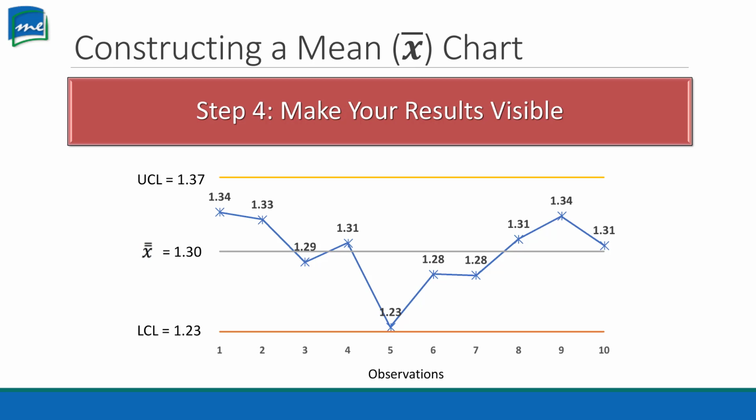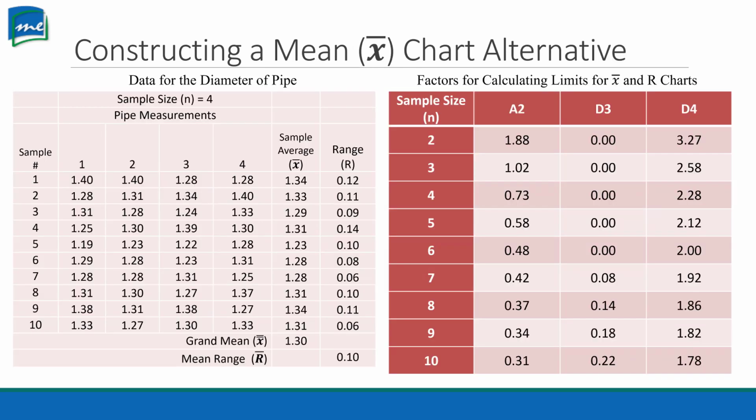So what about creating an alternative chart for our mean here? So we have some other values that we can factor in here. We have our A2, our D3, and D4. So we are working with ranges also. So on our chart, we have the information we had from before, our sample average, but we added another column called range. And at the bottom, we also have our mean range or average range.